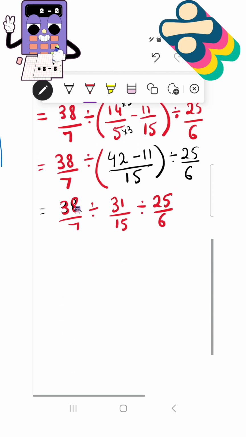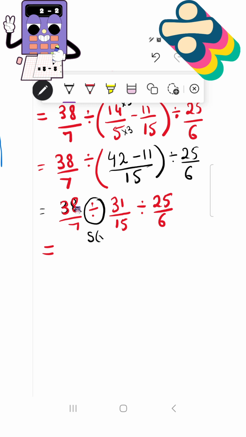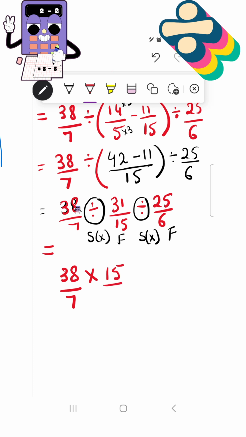Now I have explained in my previous videos that if there is a division sign, change it into multiplication. Switch this sign to multiplication and flip the next fraction. So let's do it. Now 38 by 7, change into multiplication and flip the next fraction. It means 15 over 31. Again multiplication and 6 by 25.